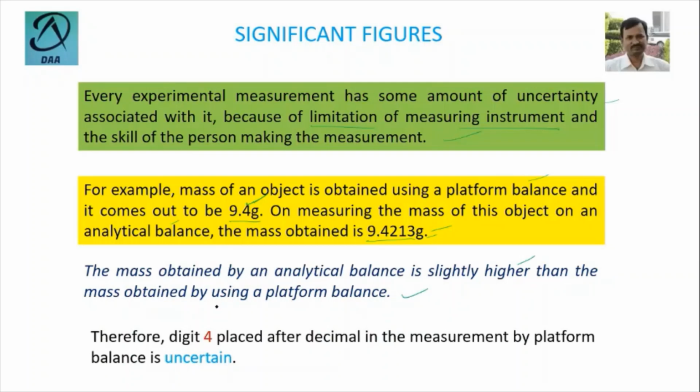Therefore, in the first case, that means in the platform balance, this digit 4 is placed after the decimal. This is the decimal point, you know. After the decimal, one digit 4 is added, and this one is uncertain. So the digit 4 is placed after the decimal in the measurement, and this 4 is now uncertain.